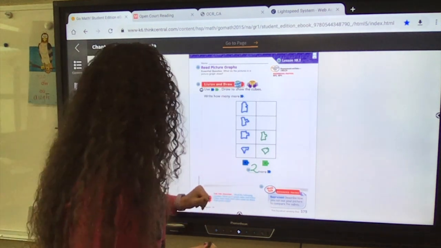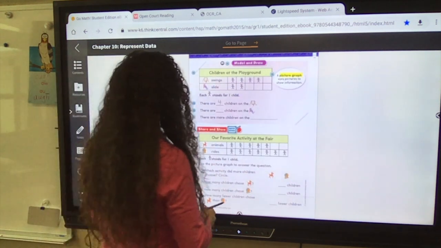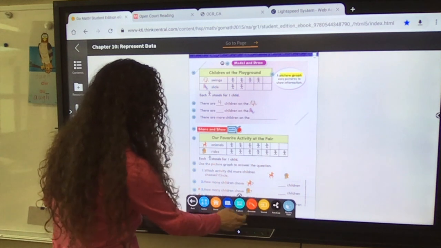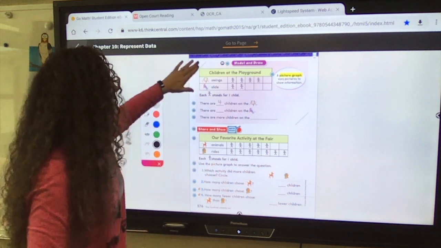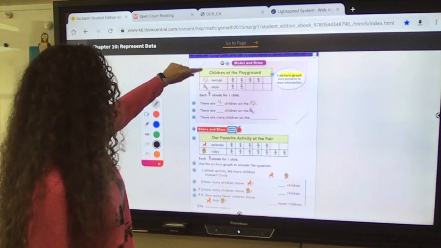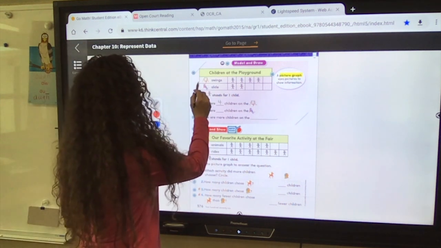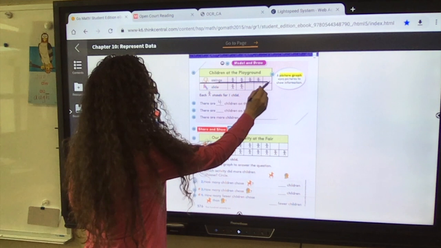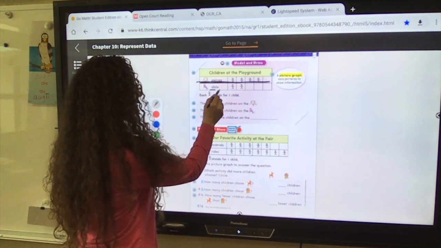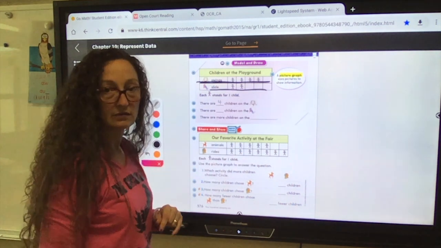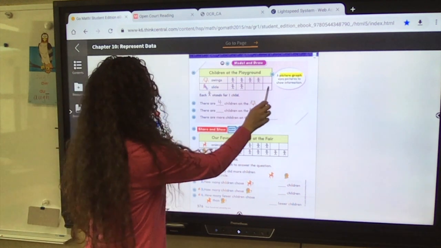So if you turn your page, we'll look at some different ones. All right, so let's look up here if you're on page 576, Children at the Playground. So this one says swings. So this whole column is going to represent kids on swings. And this one is going to represent the kids on the slide. Okay? All right, so you're following along right here.